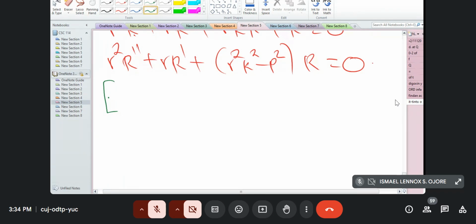How does it look like? What's the form of a general second order Bessel's differential equation?